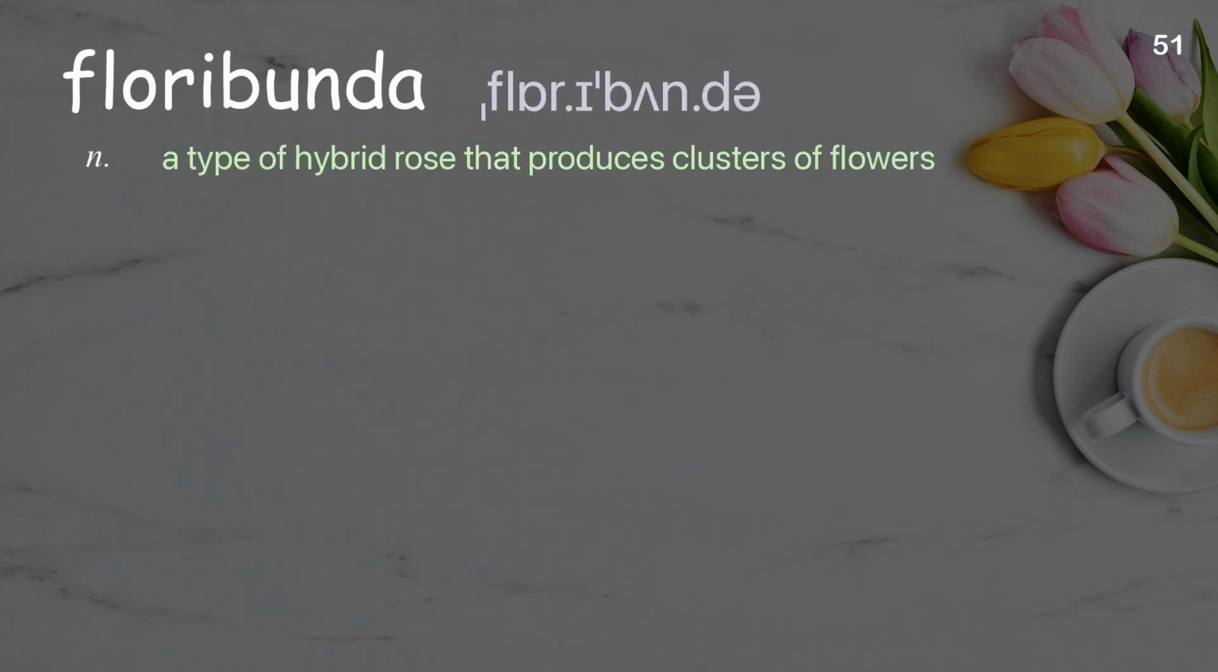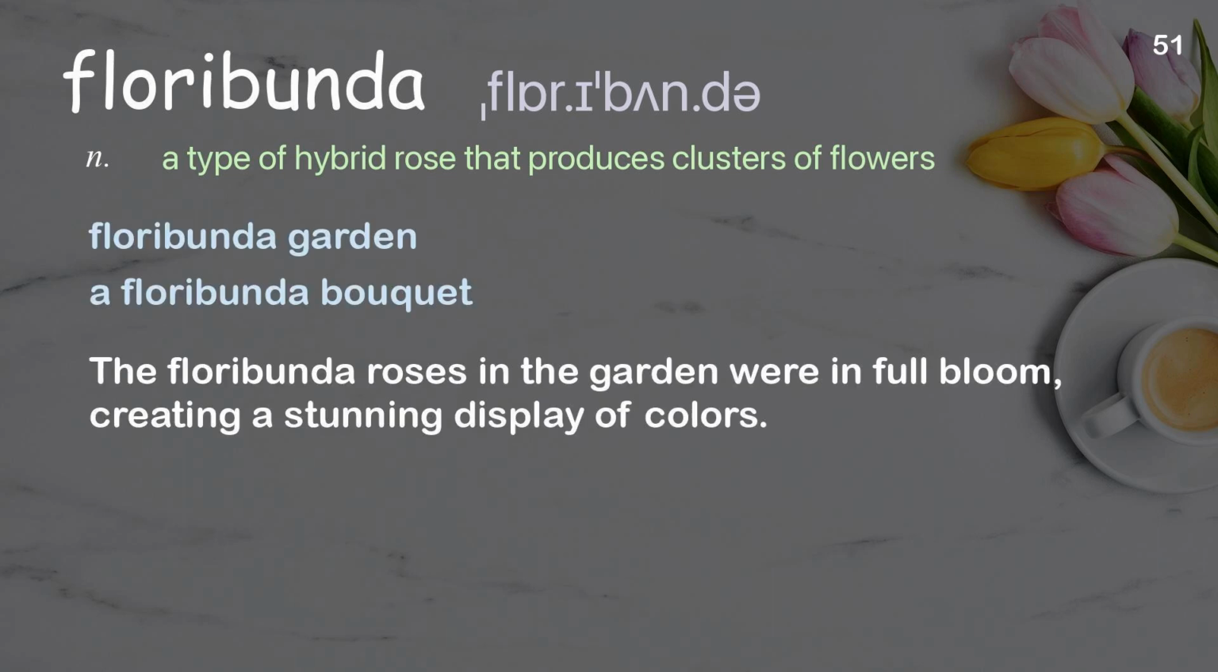Floribunda. A type of hybrid rose that produces clusters of flowers. Examples: Floribunda garden. A floribunda bouquet. The floribunda roses in the garden were in full bloom, creating a stunning display of colors.